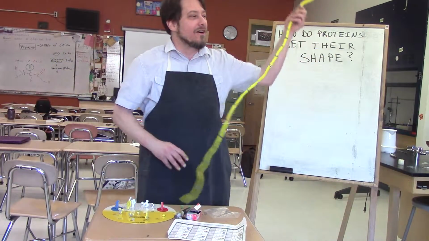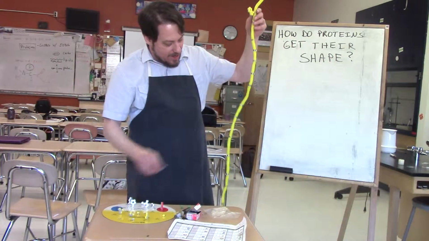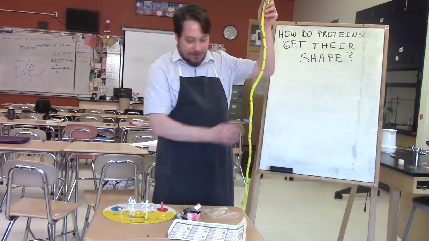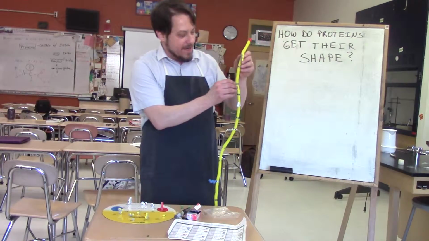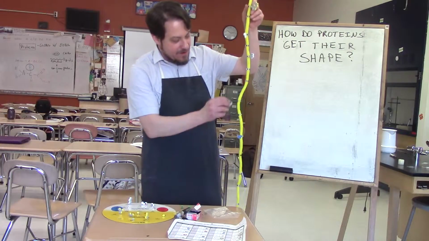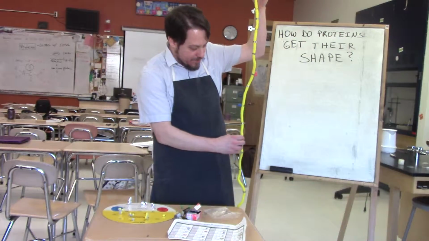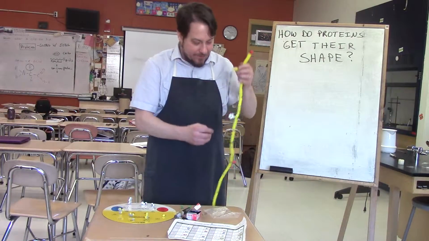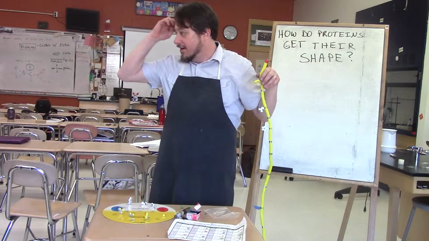What I want you to do now is randomly arrange your amino acids, mixing them up. Don't put all the yellows in a row and all the whites in a row. Put them randomly arranged any way that you want. And make sure that you use both of your cysteines if you can.